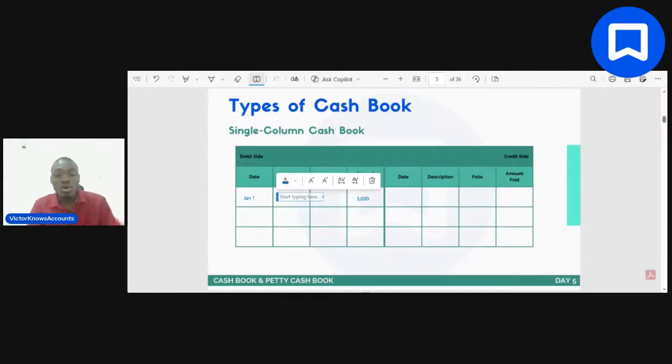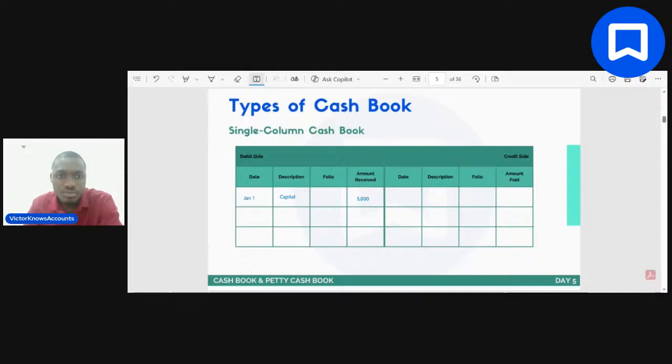Is that fine? So, for example, we are talking about we started business with cash, right? Started business with cash. Now, if you start business with cash, that will be what? Capital. So you write capital here. Is that fine? You write capital here. That's that for your description. All right. In your folio, there will be nothing. And then in the amount, you write 5,000 naira. Is that taken? All right.